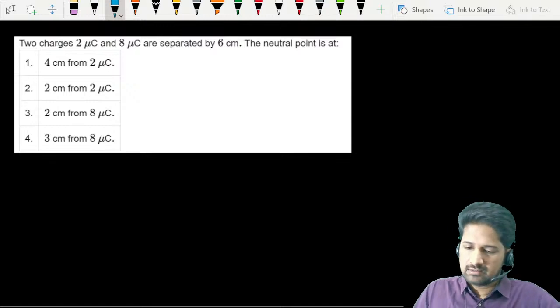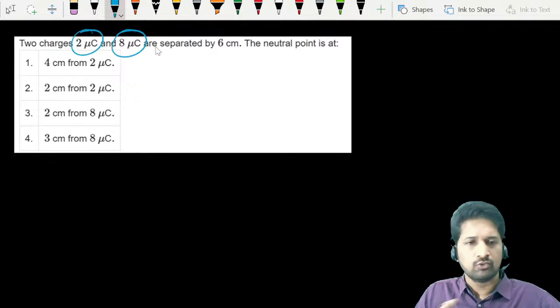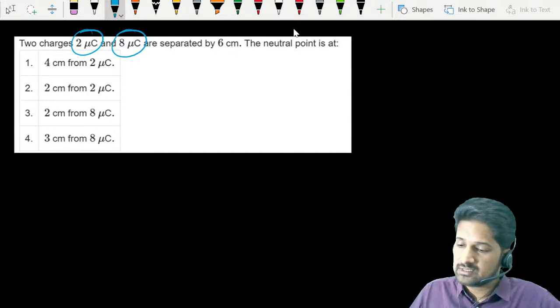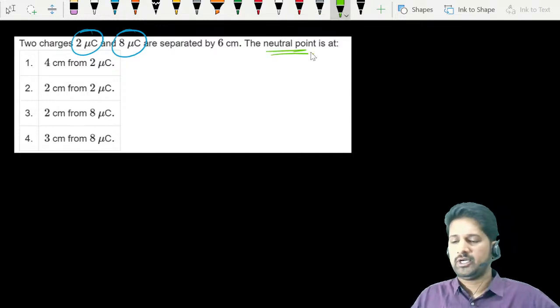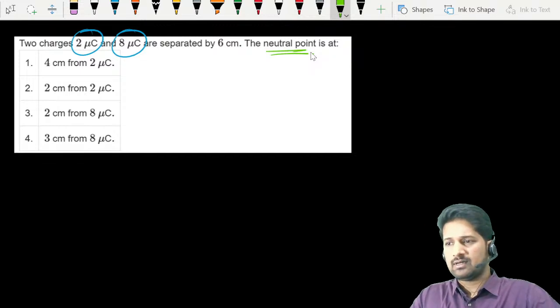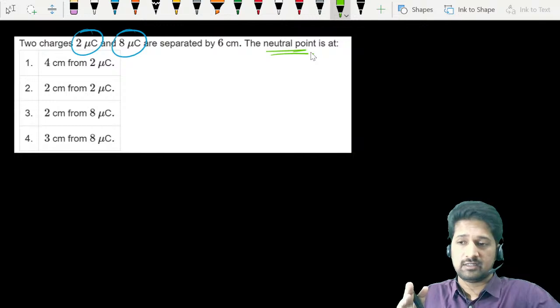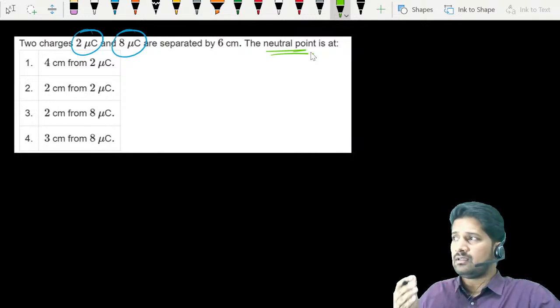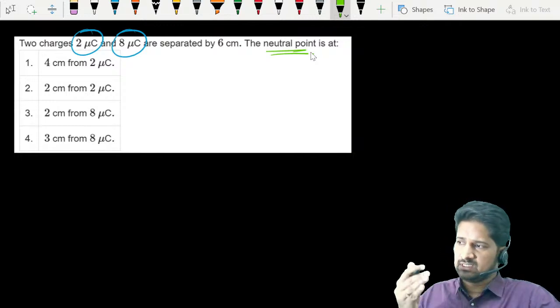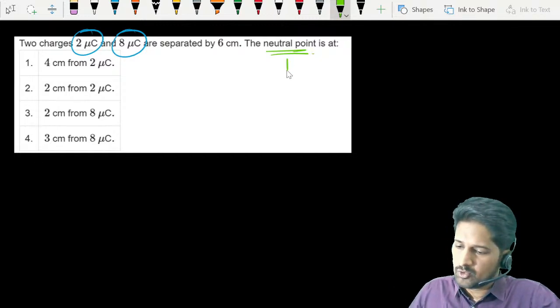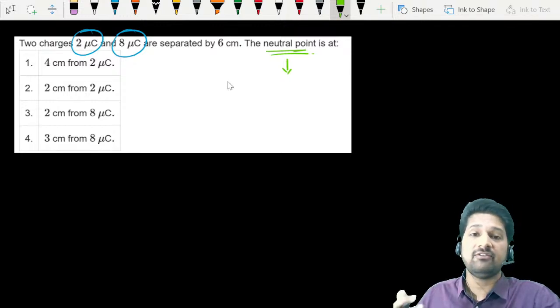Two charges, 2 microcoulomb and 8 microcoulomb, both positive charges, are separated by some distance. This question is about neutral point. The concept of neutral point is useful in gravitation too, in electrostatics, gravitation, even in magnetism. So what is a neutral point? Neutral point is basically a point where the net field is zero.